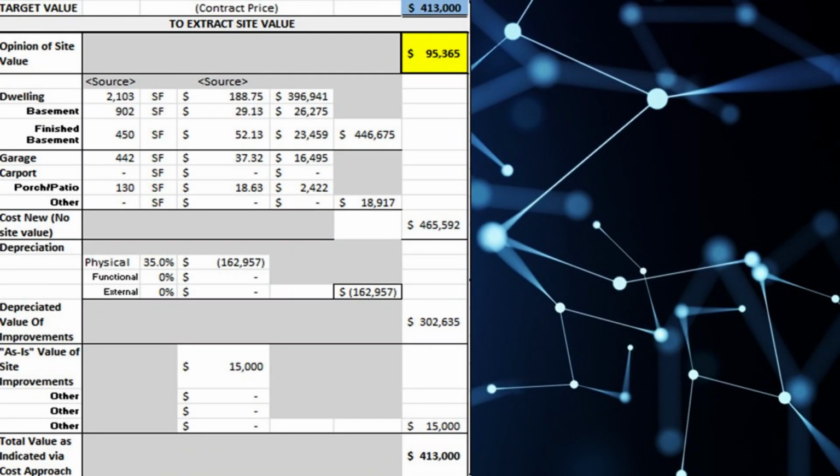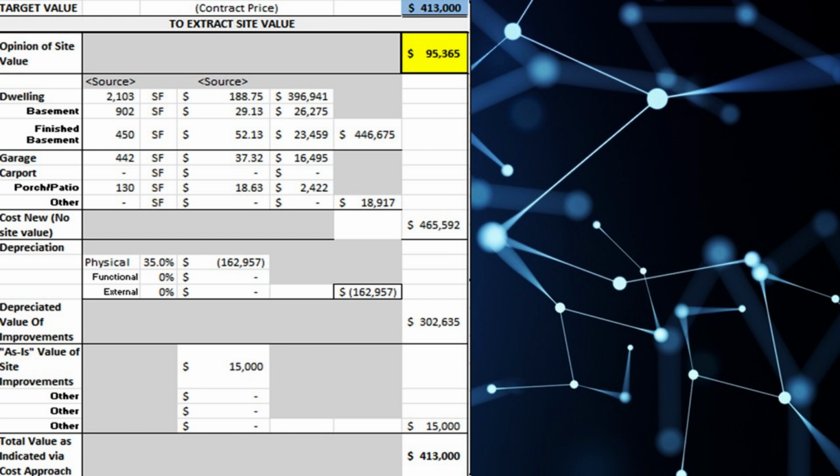Now, as you can see from the cell in yellow, this process has extracted a value to the underlying site of $95,365. The beauty of this process is that it takes the contract price, the listing price, the most recent sales price, etc., and using authoritative cost figures as well as a market-derived accrued depreciation factor, extracts from that $413,000 the vacant site value of approximately $95,000.